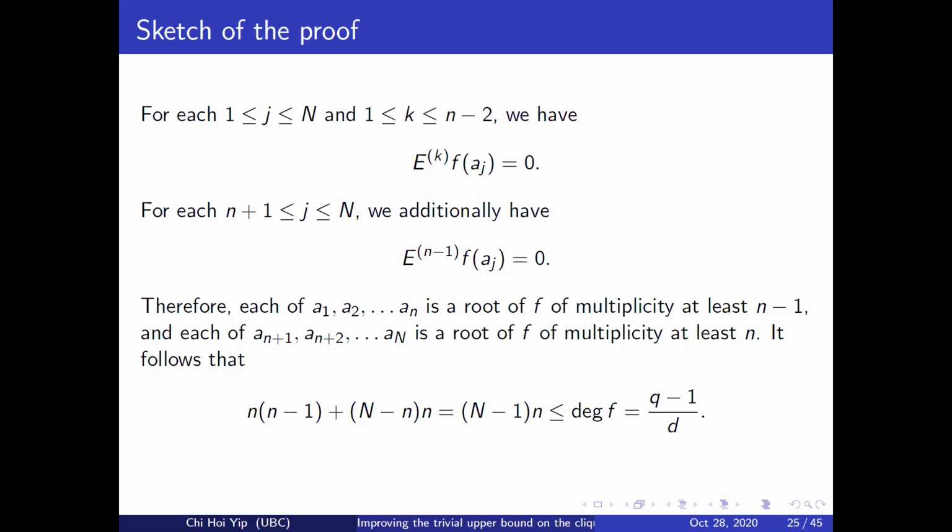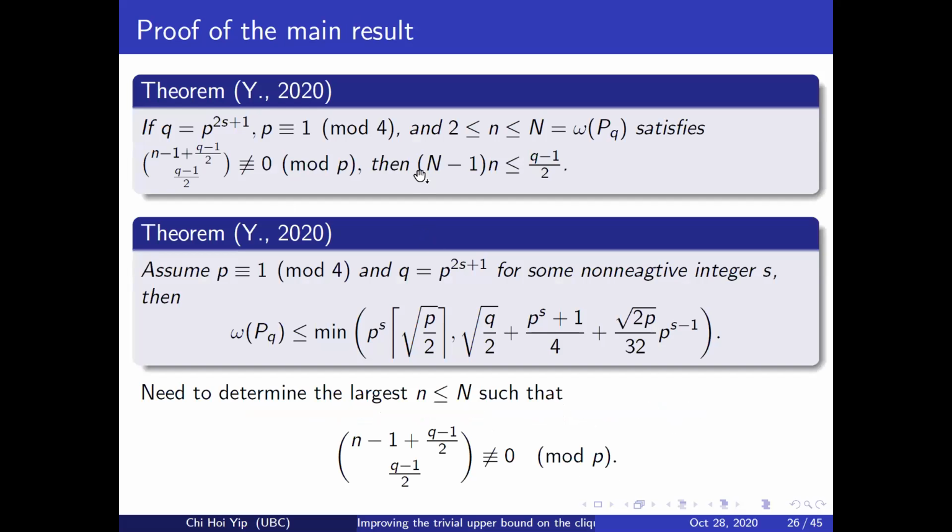Sorry. So to conclude, we have shown that each of the roots a_1 up to little n are roots of f of multiplicity at least n minus 1. And for other roots, they are of multiplicity at least little n. Then we can use the degree bound to conclude that capital N minus little n is bounded by the degree of f, which is (q minus 1) over d. Okay, so let's conclude the proof of this intermediate step.